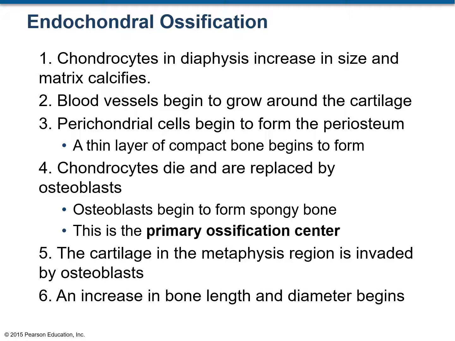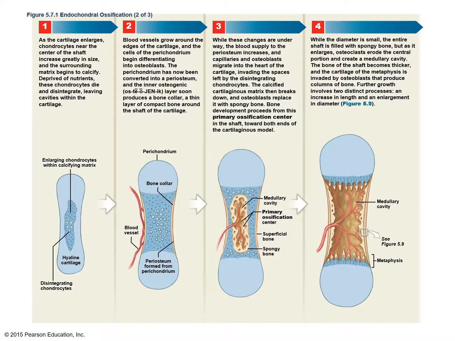Soon, the cartilage which is present in the metaphysis region, that means the junction between the diaphysis and the epiphysis, gets invaded by osteoblasts, and the bone starts increasing in length as well as diameter. This figure illustrates what we have just described in the previous slide.